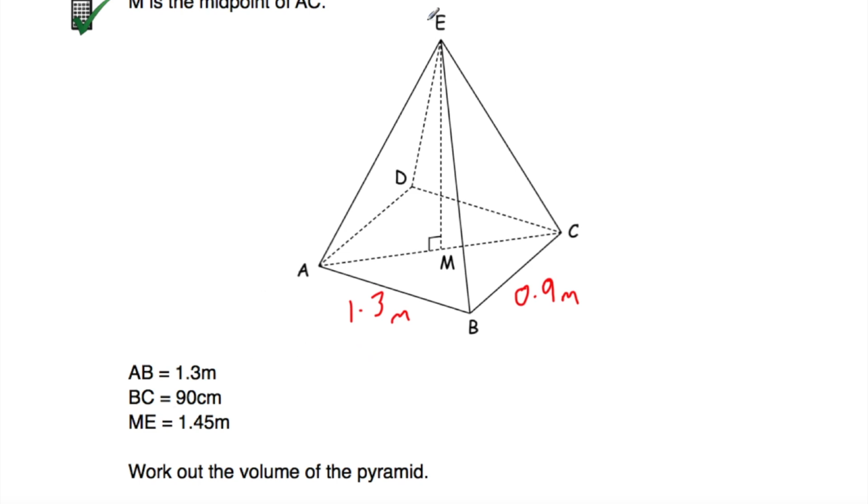And the perpendicular height of the pyramid is 1.45 meters. So we need to find the volume of this pyramid. The volume is equal to a third the area of the base times the height. So let's find the area of the base.